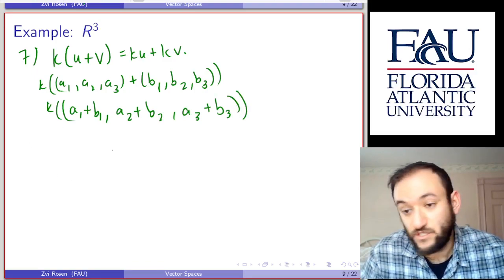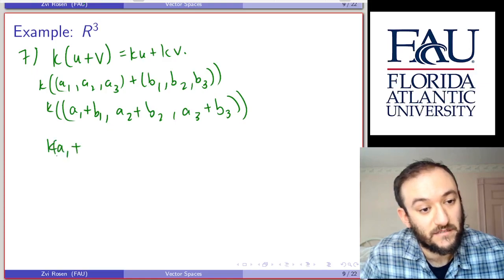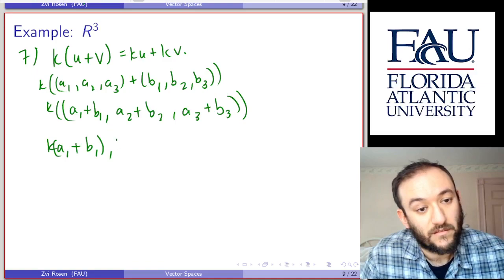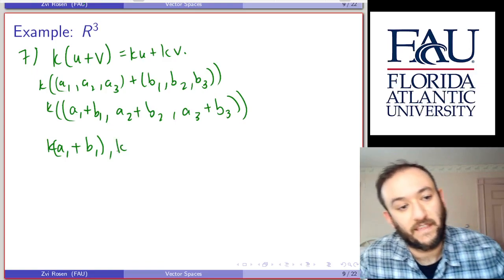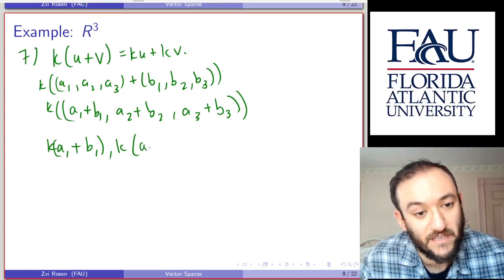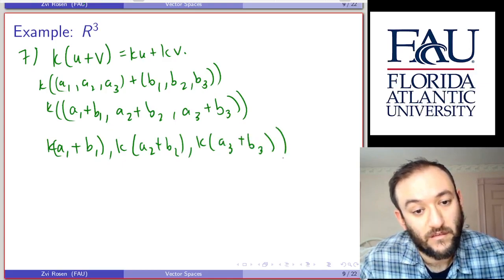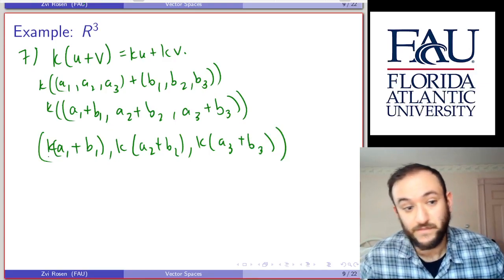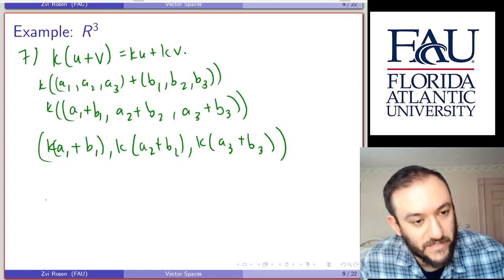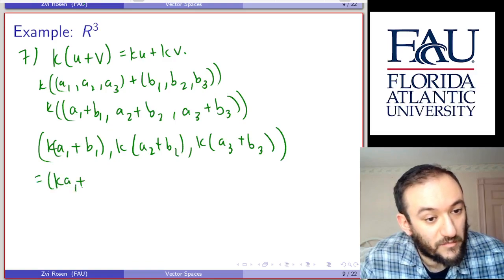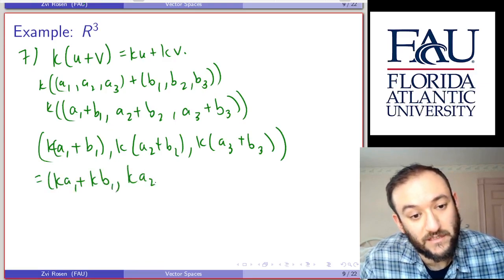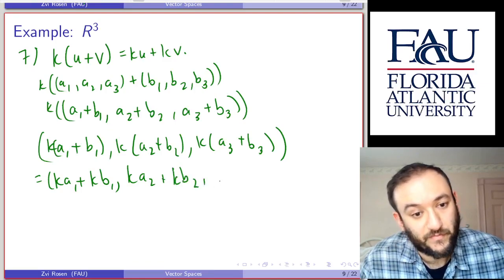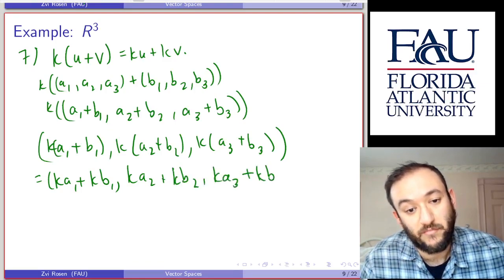And distributing, we get k a1 plus b1. Okay, or actually, sorry, we're not distributing. We're just multiplying the scalar into the vector. So it's k times a2 plus b2, k times a3 plus b3. Okay, so that's our vector. And now we can use distributivity of multiplication of real numbers, because we're just looking at a bunch of different real numbers here. So this is equal to k a1 plus k b1, k a2 plus k b2, k a3 plus k b3.